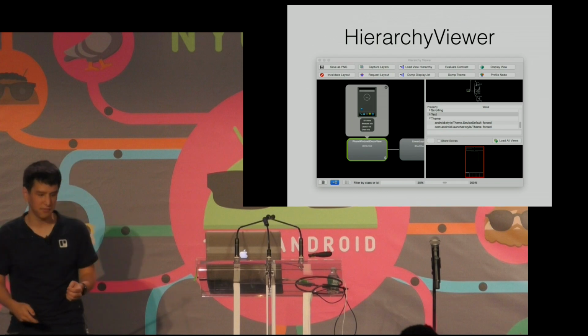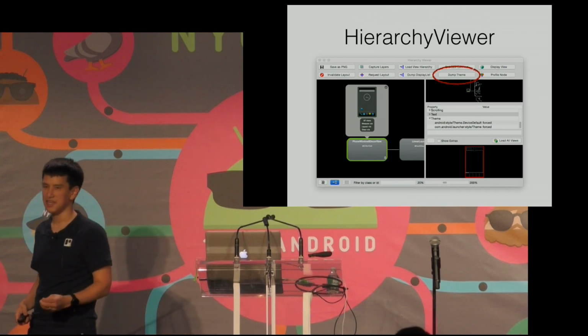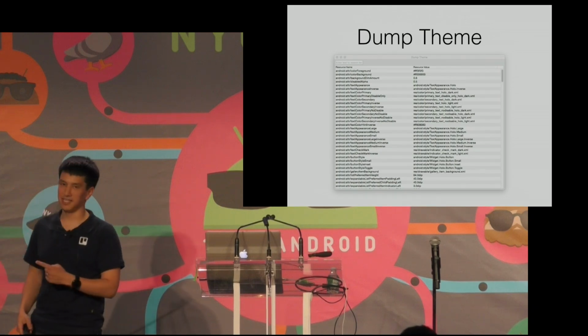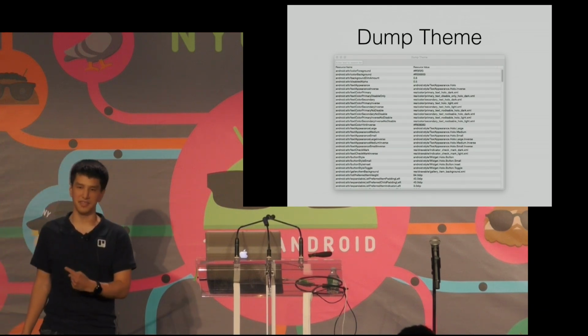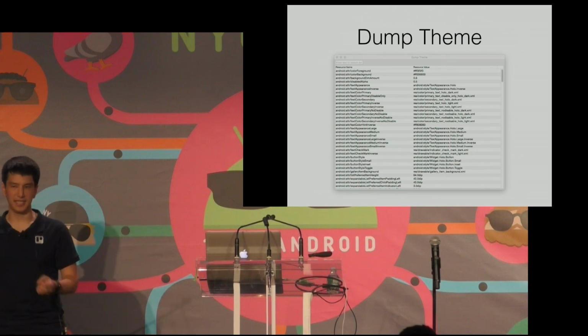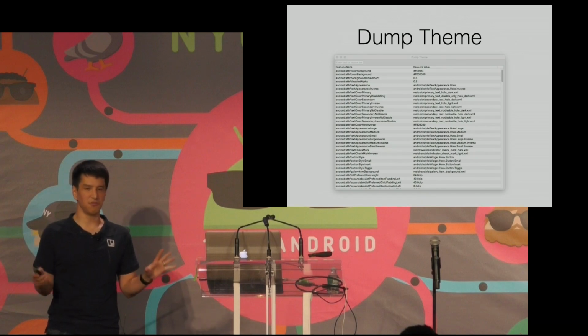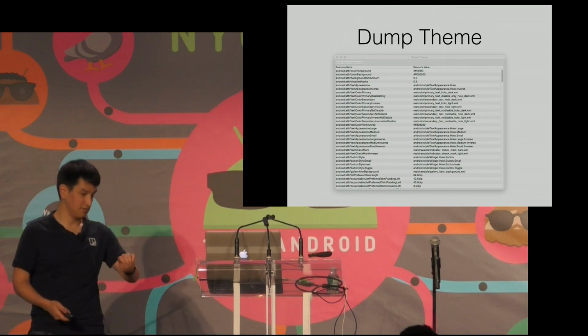Another cool thing they've just added recently is this dump theme button. And you can click that, and what you get is this little dialog. And the dialog shows you what is currently in the theme. The only drawback is that it only shows you the official Android attributes that are in the theme, but still useful when you're trying to do all of this stuff.